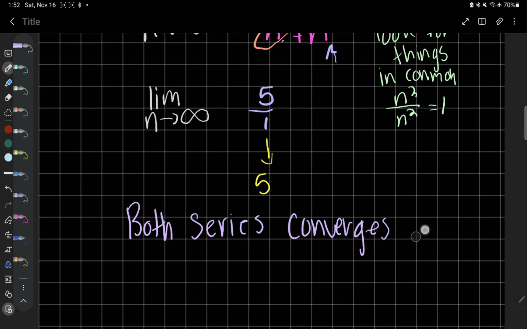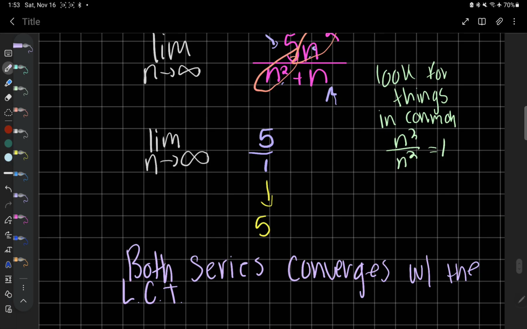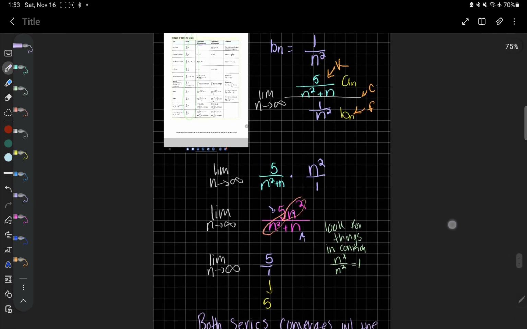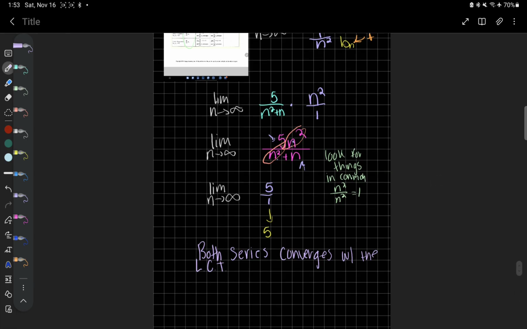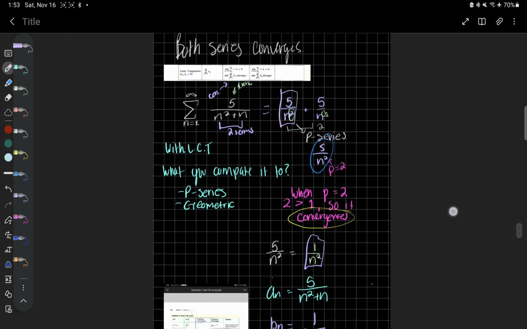Converges. Yeah, I think both series converge. With the LCT test. Okay. This is my work: both series converge with the LCT test. That's what I put. Let me just scroll back up.